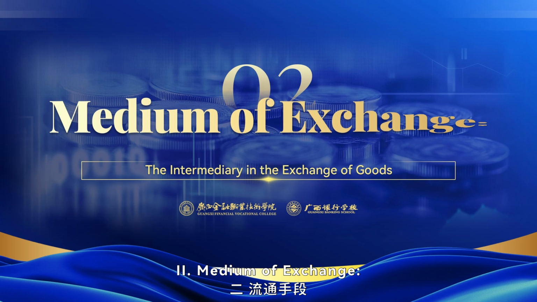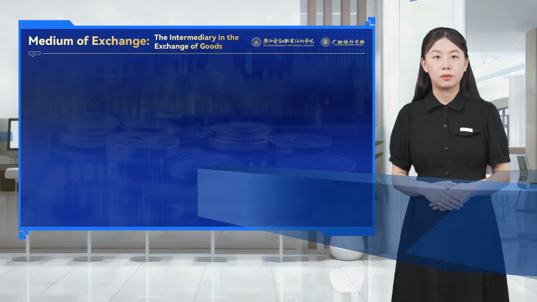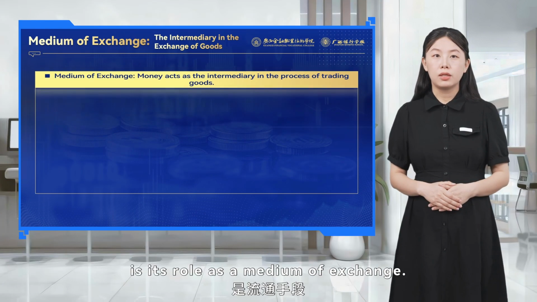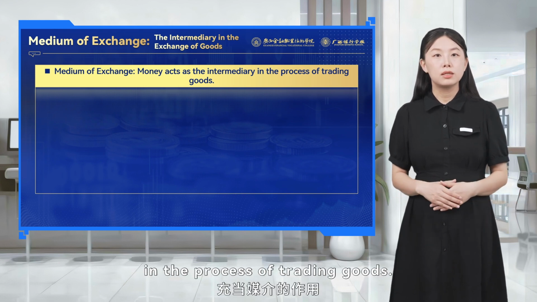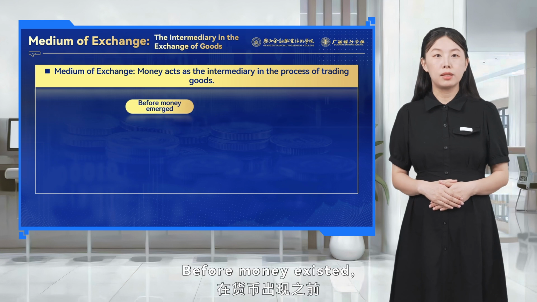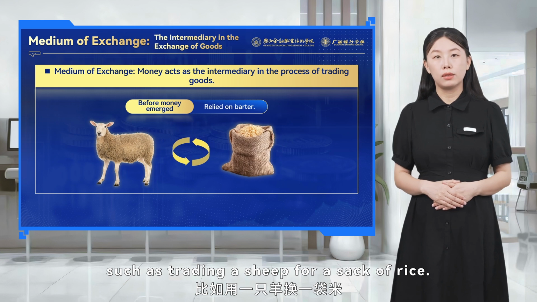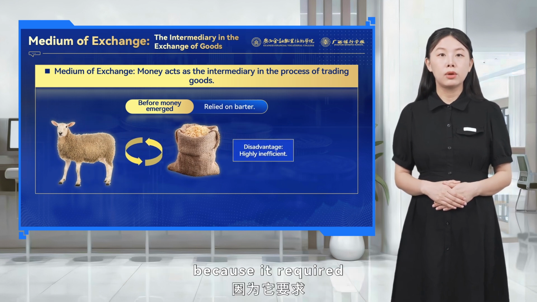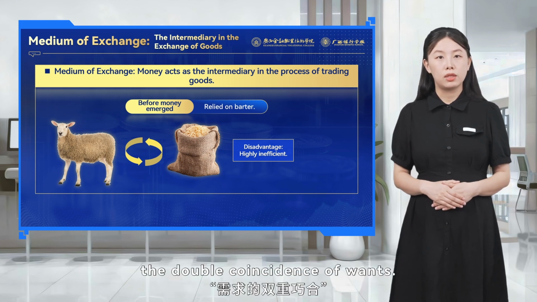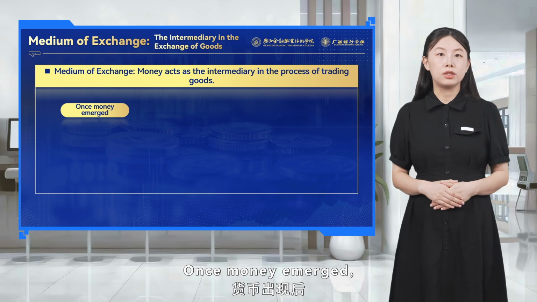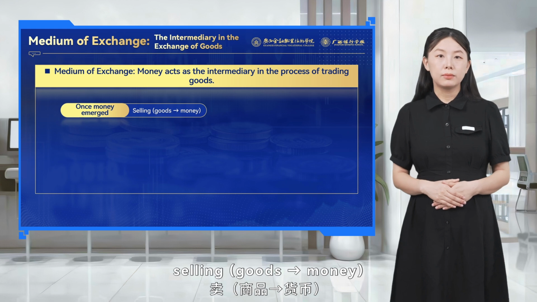2. Medium of exchange, the intermediary in the exchange of goods. The second basic function of money is its role as a medium of exchange. Money acts as the intermediary in the process of trading goods. Before money existed, people relied on barter, such as trading a sheep for a sack of rice. This was highly inefficient because it required both parties to want exactly what the other had, something we call the double coincidence of wants.